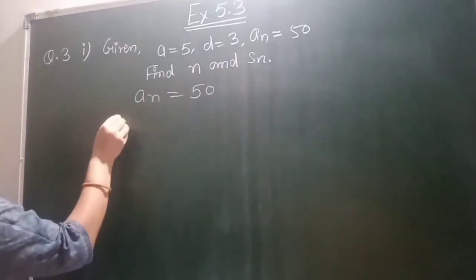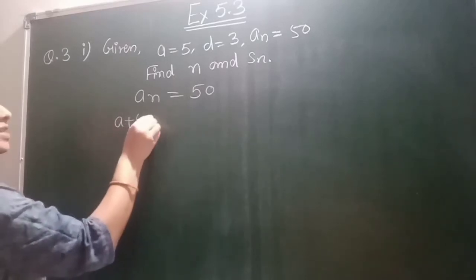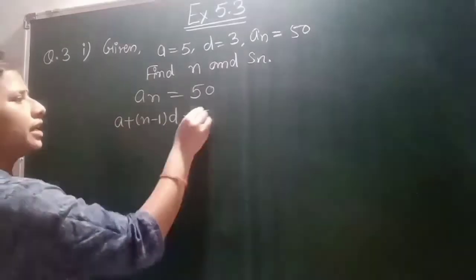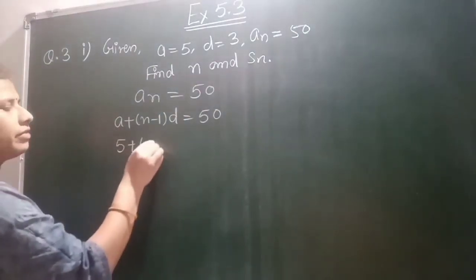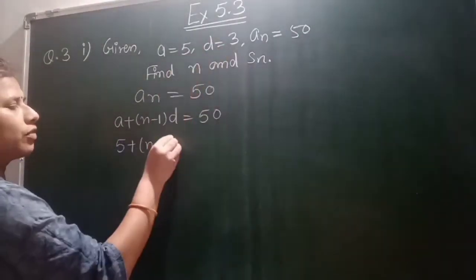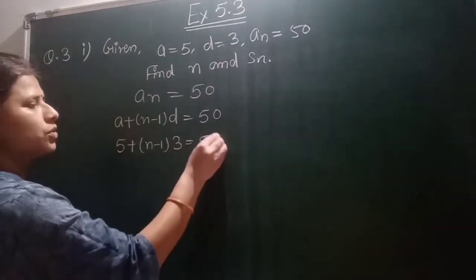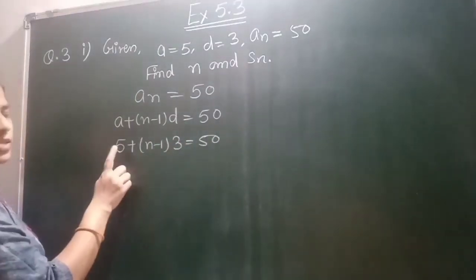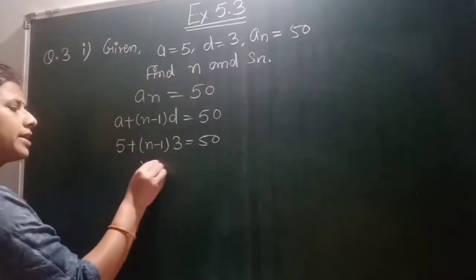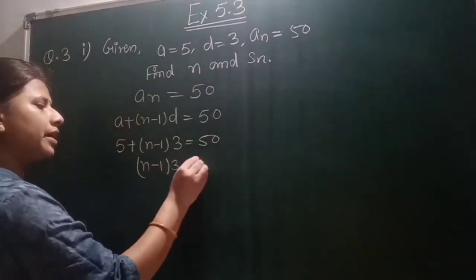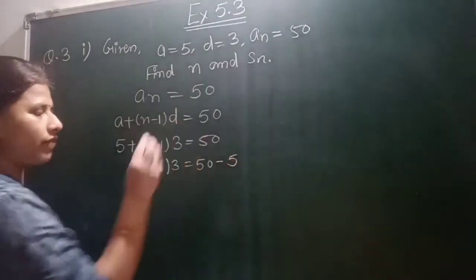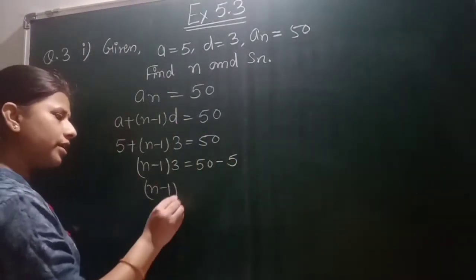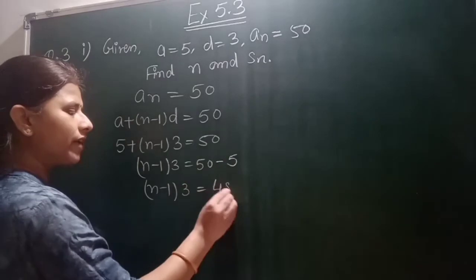What is the formula of an? a plus (n minus 1) into d equals 50. What is the value of a? 5. n we have to find, and the value of d is 3. Then we will shift this 5 from left hand side to right hand side. Obviously this plus sign will convert into minus 5. Then (n minus 1) into 3 equals 45.